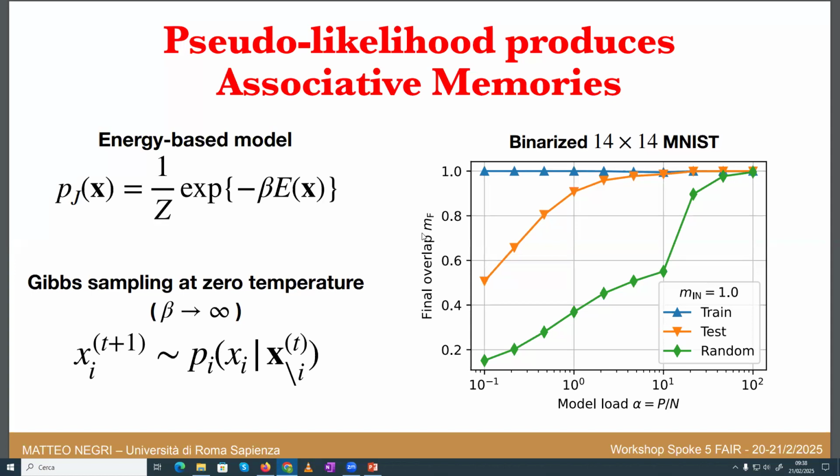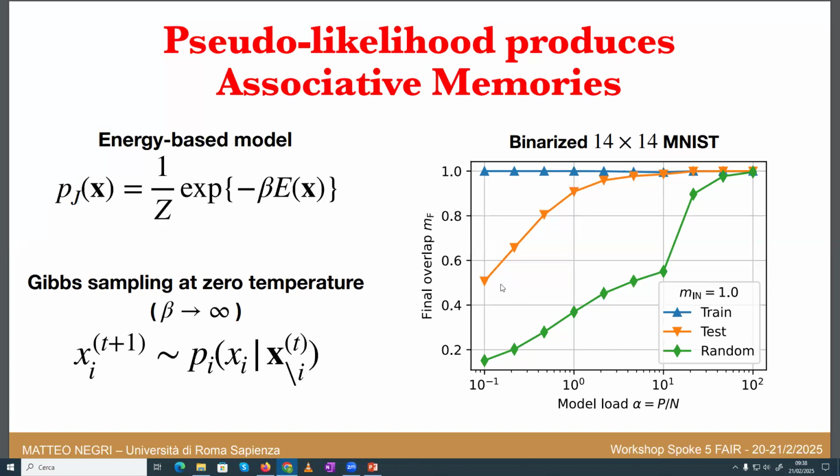So this is the same plot that I showed you before. On the vertical axis, you have the magnetization. Here we call it final overlap, but it's still magnetization. And on the x-axis, you have the alpha, the amount of data. And the blue curve represents the training data. And you see that the model manages to store in memory all the data points until very high load, which is unusual for correlated data.